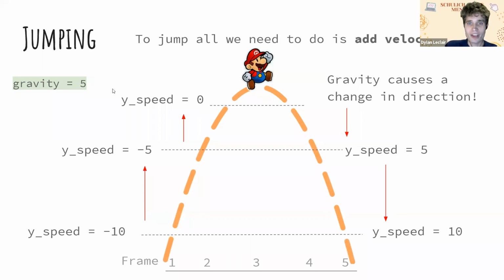Gravity, again, is constant. So in this fourth frame here, you add it again, and so your speed becomes +5. You've changed direction and you're now falling. And then in the fifth frame, we're going to apply gravity again, and our speed will change to 10, and we're going to move 10 pixels again.